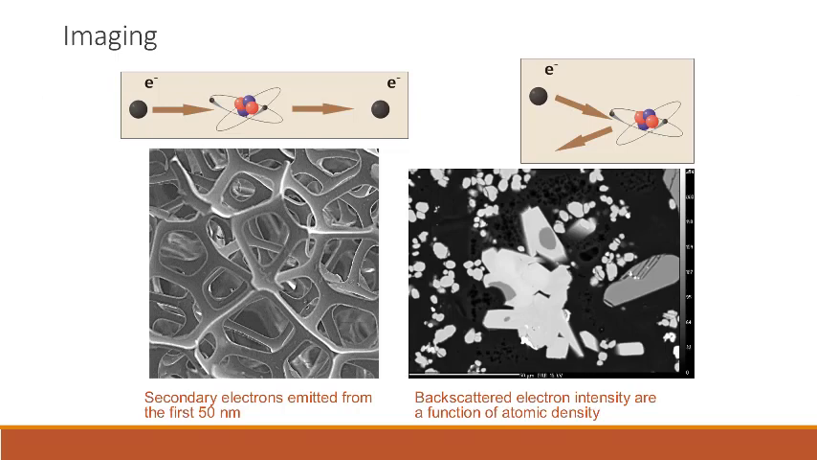Because EPMA is based on electron microscopy, we can get images from the instrument. On the left, we have an example of secondary electron microscopy. Secondary electrons are those electrons that are kicked out of atoms when they are hit by the electrons from the gun. At the energies of most electron guns, this only happens in the first 50 nanometers of the sample, and therefore it gives you surface topography.